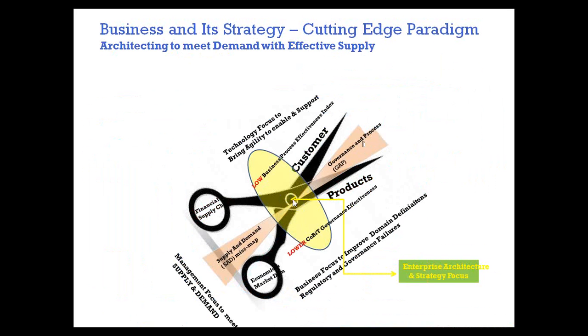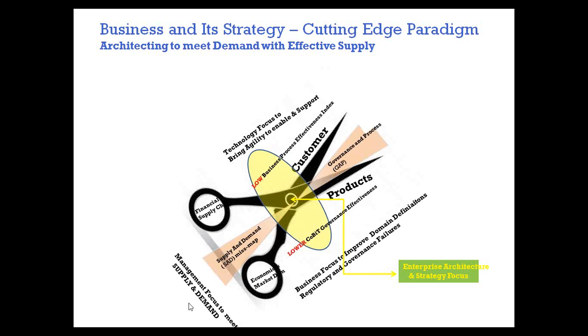So what does it really indicate? The present, what I have depicted scissor, which is open scissor, which is not cutting anything, shows that it's not doing its job, obviously. That means there is a low business process effectiveness index, there's lower corporate governance effectiveness, the business focus to improve domain definitions, regulatory and governance failures are very important here to reduce this, and technology focus should be there in providing and enabling support for the business.